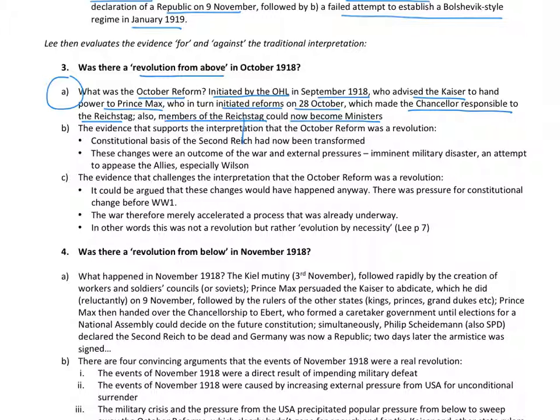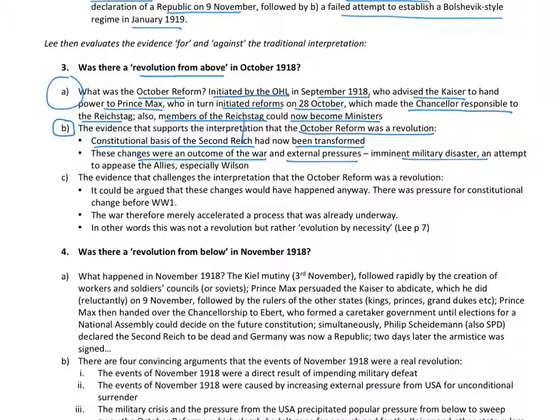Okay. Next point, Lee argues or looks at the case that it was a revolution. Okay, he's not saying he agrees with it, but he presents the argument. First of all, the constitution of the Second Reich had been significantly transformed. Okay, for the reasons we just said. Also, on the basis of the definition of revolution, the changes were an outcome of the war and external pressures, imminent military disaster, an attempt to appease the Allies, etc.